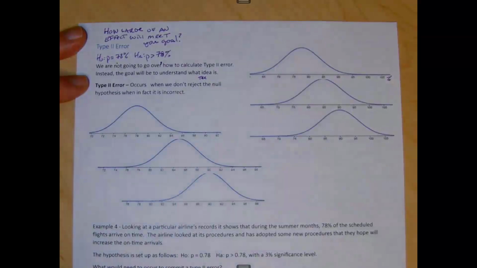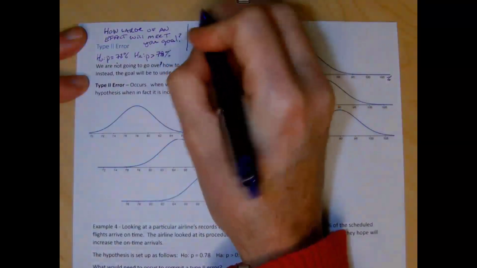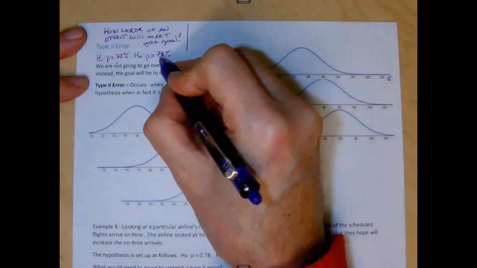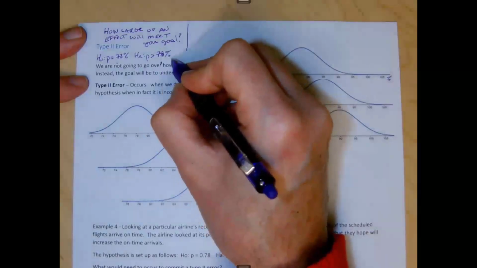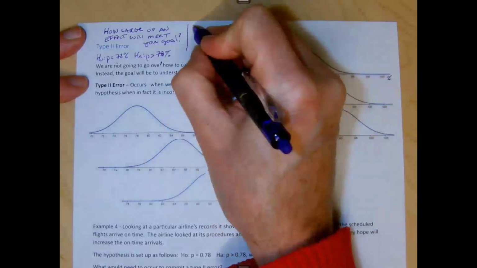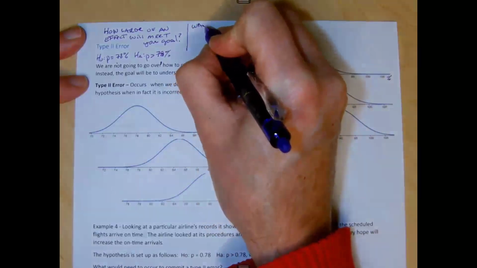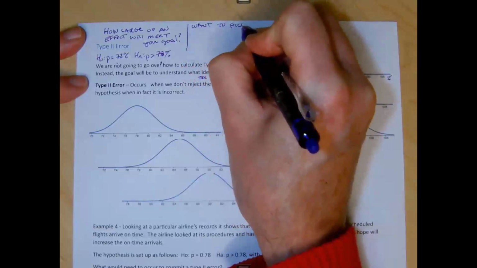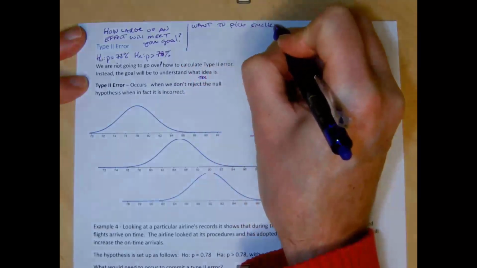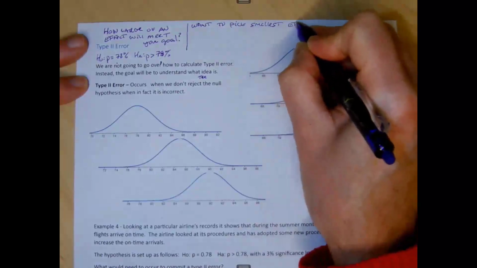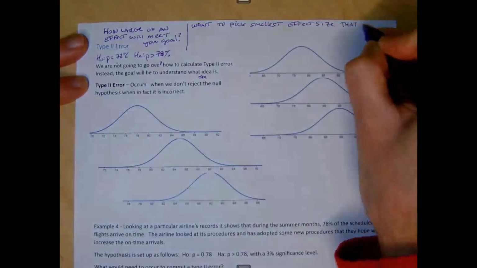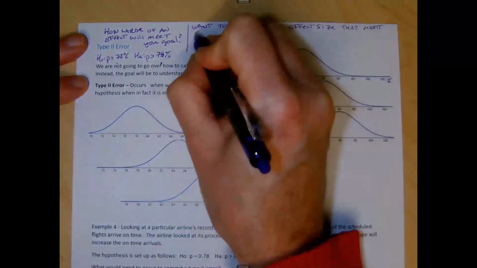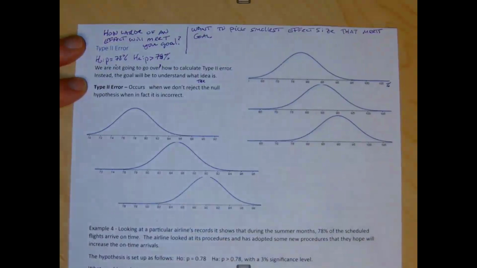So what you want to do is, obviously, let's say that 80% will make you happy. Then definitely 81 will make you happy, and so would 82. So you want to pick the smallest effect size that meets your goal. That's what you're trying to achieve.